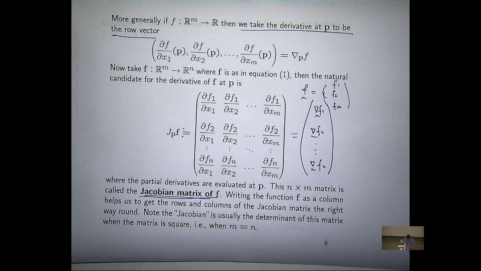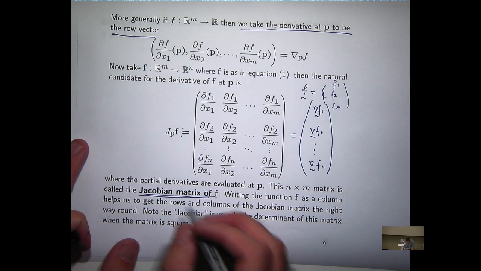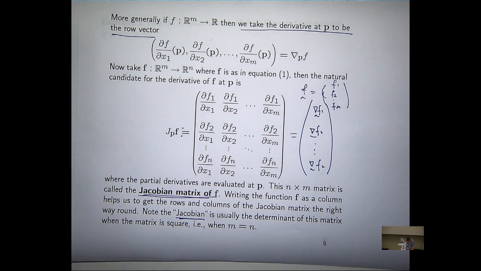Now, sometimes when people mention the Jacobian and nothing else, what they really mean is the determinant of that big matrix. So it's important that you distinguish between the two.